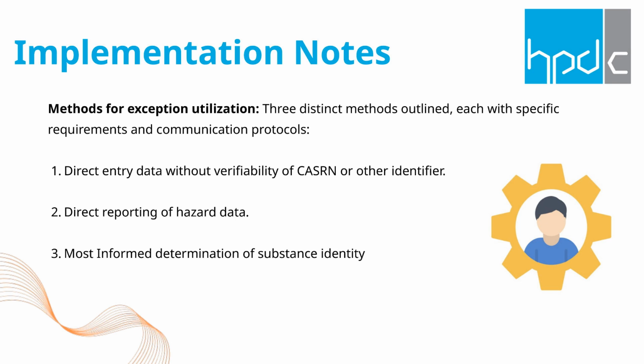Second, direct reporting of hazard data. The manufacturer can utilize a supplier's direct report of hazard data without verifiability of the CAS number or another identifier.